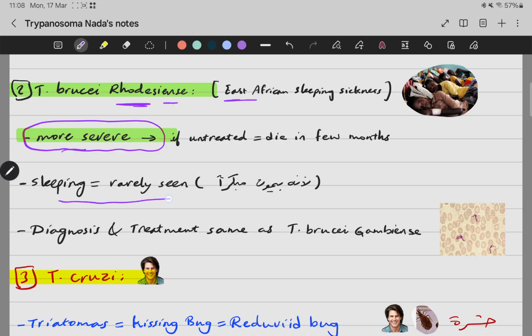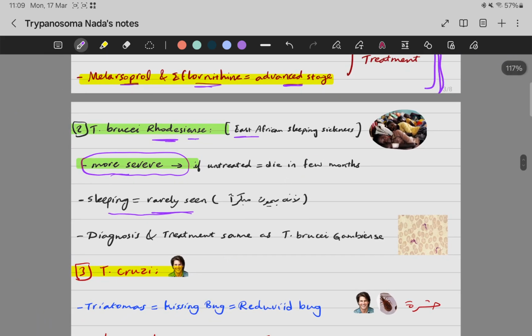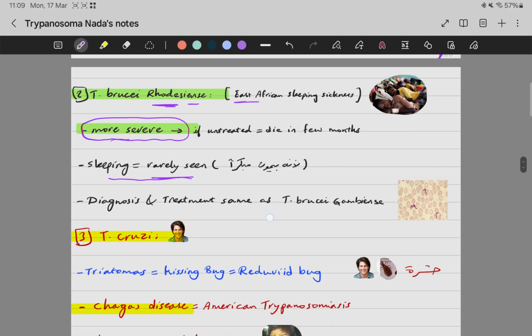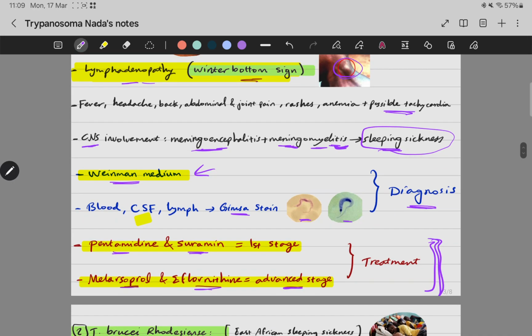That's why sleeping is rarely seen in this disease, because the patient dies early, so we won't have the time to notice the late stage of the disease, like sleeping. Okay, because as I told you, sleeping is a late or advanced stage of the disease, and because Trypanosoma brucei rhodesiense is very severe, we don't have the chance to see the different symptoms or late stages of the disease. For Trypanosoma brucei rhodesiense, the diagnosis and treatment methods are nearly the same as for Trypanosoma brucei gambiense, the ones we saw here: diagnosis by Weinmann medium, blood, CSF, lymph, Giemsa stain.